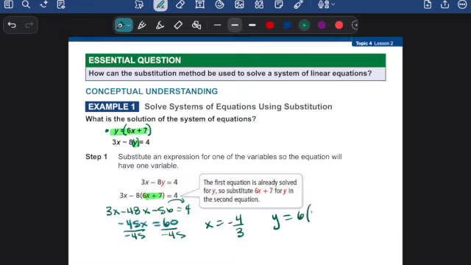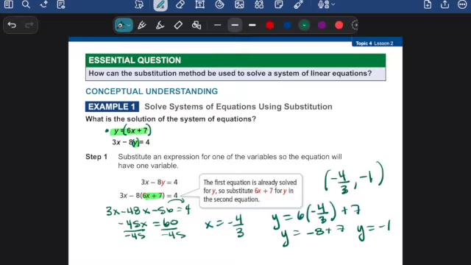Instead of x, I'm going to substitute negative 4/3 and then add 7. That's negative 24 divided by 3, which is negative 8, plus 7, so y equals negative 1. So our solution is the ordered pair negative 4/3, comma, negative 1. At that point, those two graphs would intersect.